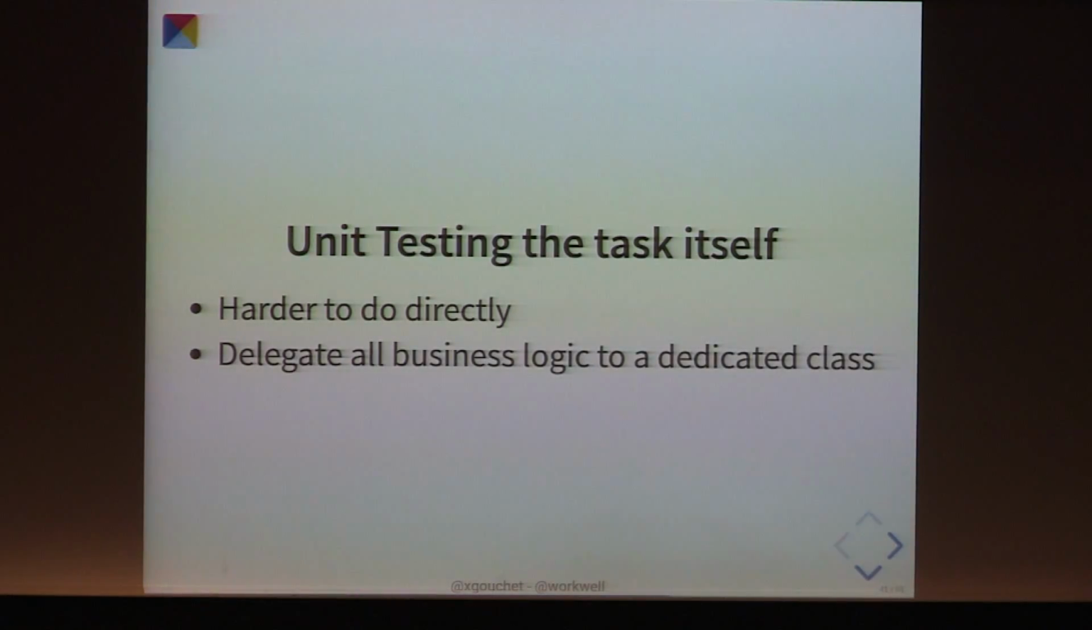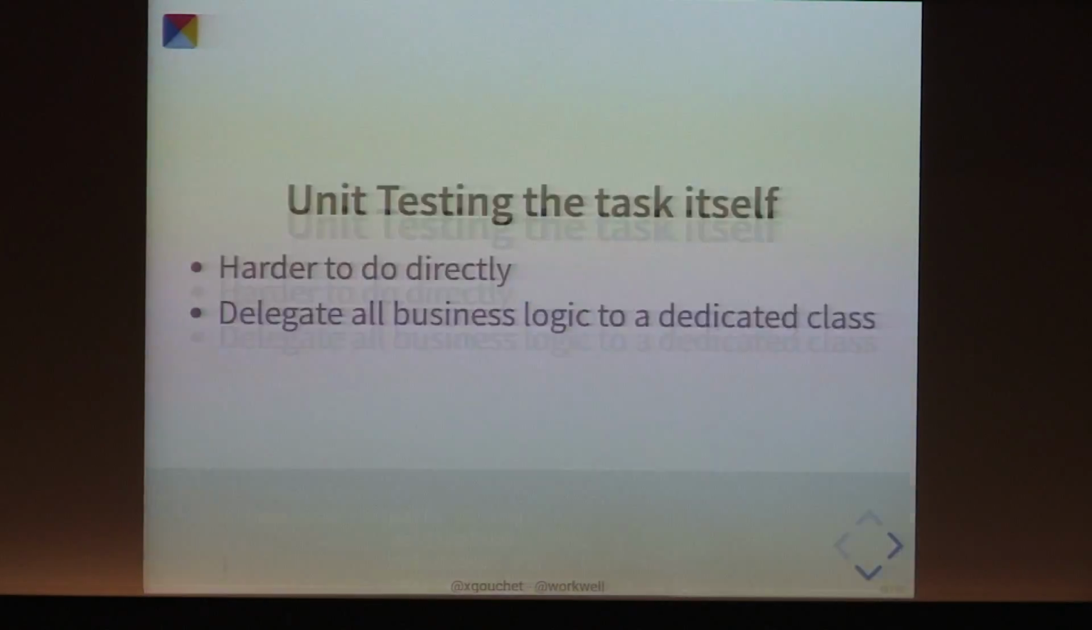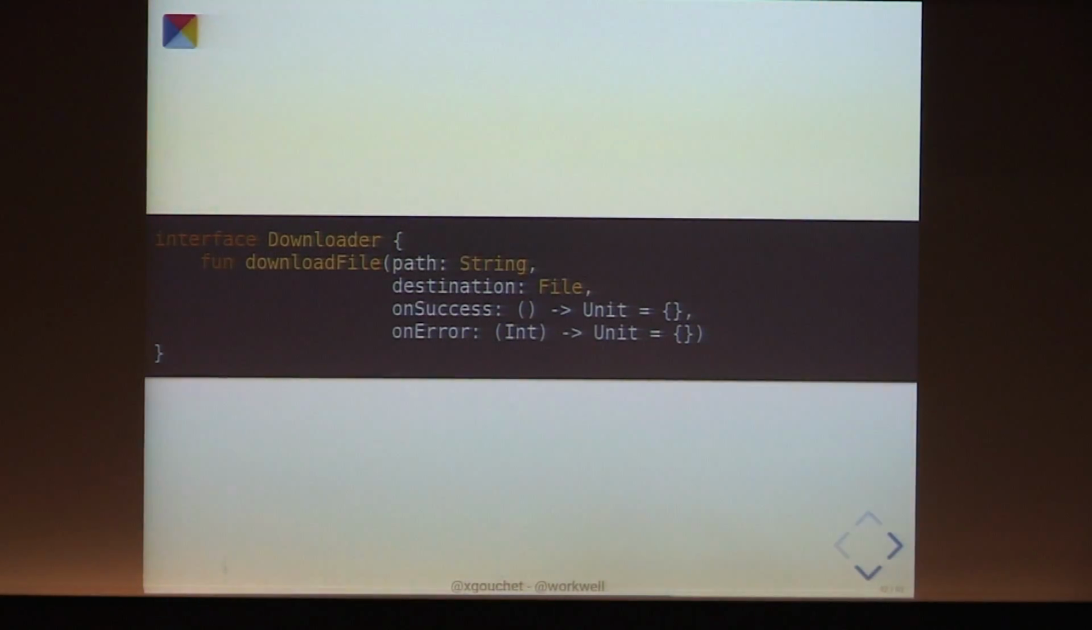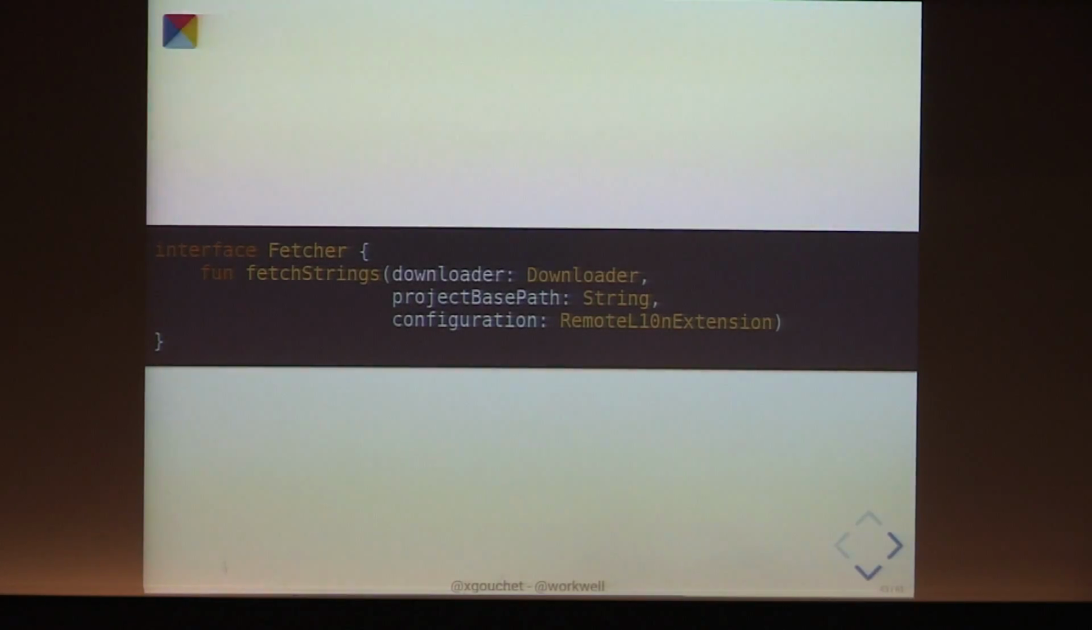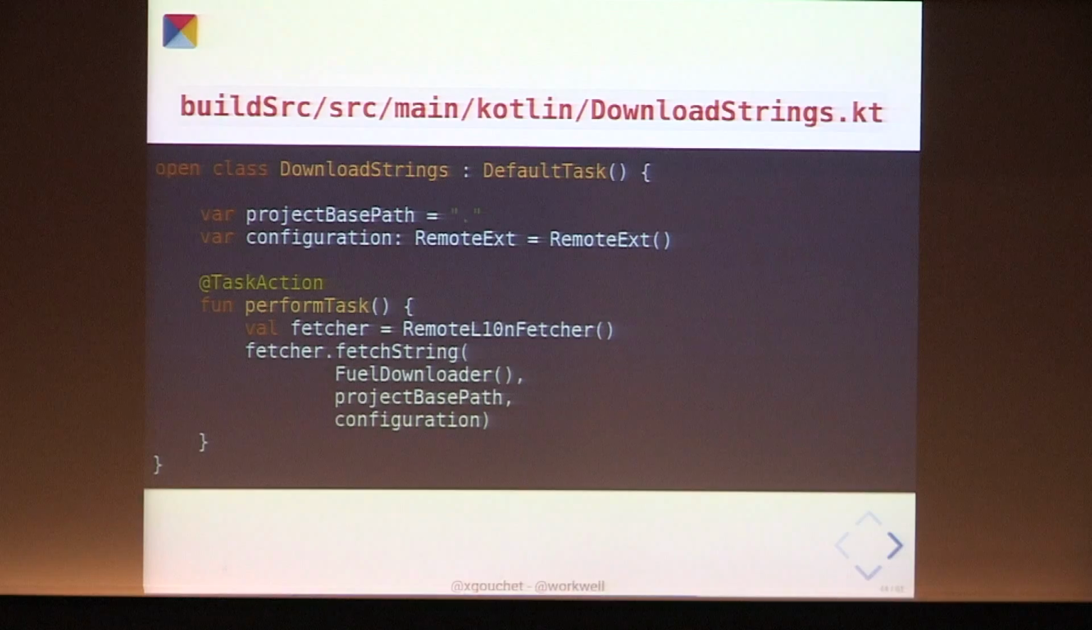So what you do is delegate all the business logic to a dedicated class. I'm going to have an interface that is a downloader that does everything: downloading something from a URL to a destination file with a bunch of callbacks. You have a fetcher that has a downloader as an input, a project base path, and the configurations that list all the variants. And then you can update your task to look like this.